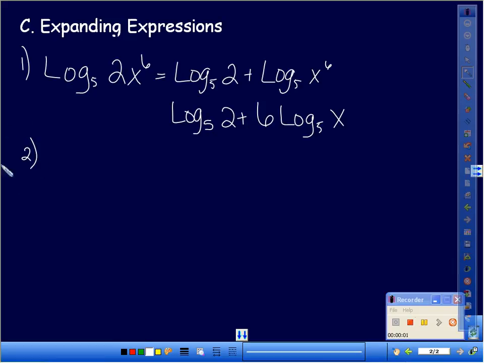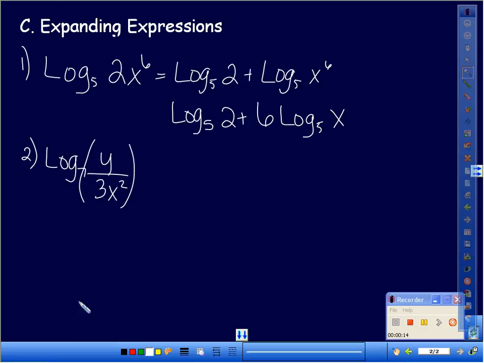Okay, let's look at another one, guys. The log base 7 of y divided by 3x squared. My parentheses don't look so great there, but you get the idea. So I'm taking the log base 7 of y divided by 3x squared. So thinking about this, do you think I'm going to do the quotient or the product first?